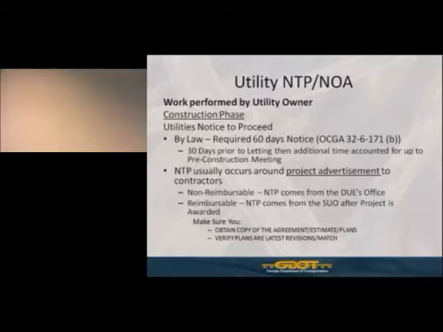Now, the notice to proceed, as I said, usually occurs right around project advertisement. If you have non-reimbursable facilities, that NTP will come from the district utility office. If you have reimbursable facilities, then you will get that notice from the state utility office, typically after the project has been awarded. The letter from the district utility office will notify you that if you have any portion of your work occurring under a reimbursable agreement with the department, then the notice for that portion of the work will come from the state utility office at a later date.